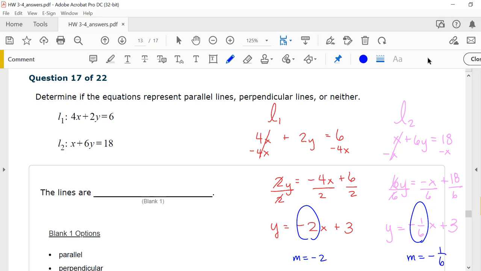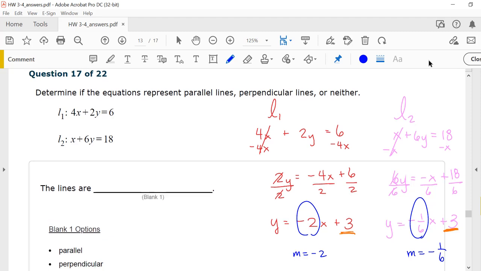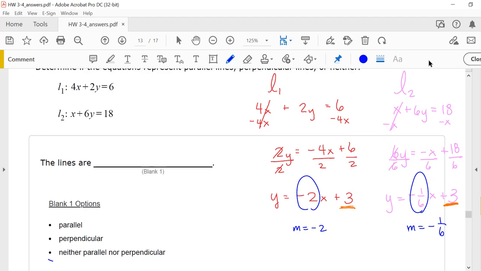Now, something to notice, the y-intercepts of line 1 and 2 are the same, but who cares? The slopes are different. Are the slopes negative reciprocals of each other? The negative reciprocal of negative 2 would be positive 1/2. Nope, they're not negative reciprocals of each other, so the lines are neither parallel nor perpendicular.